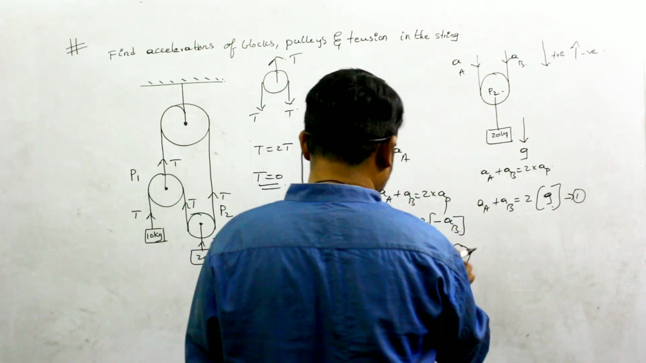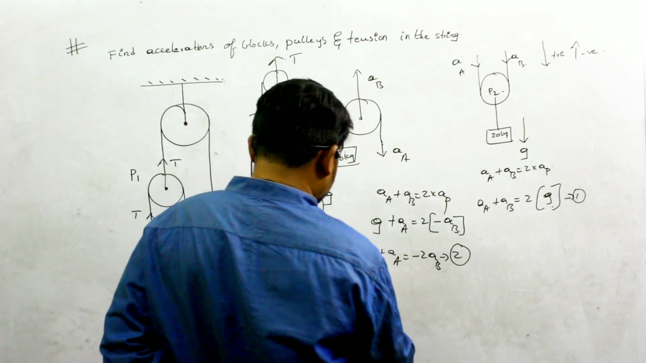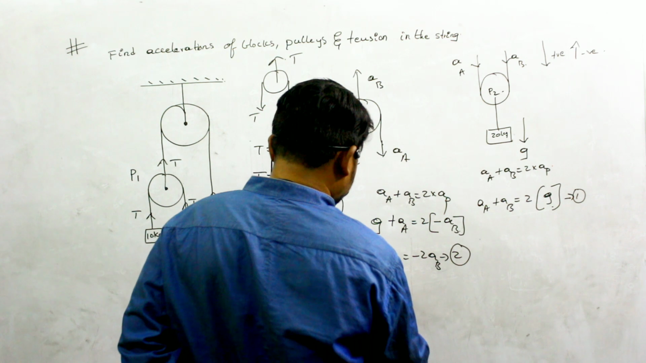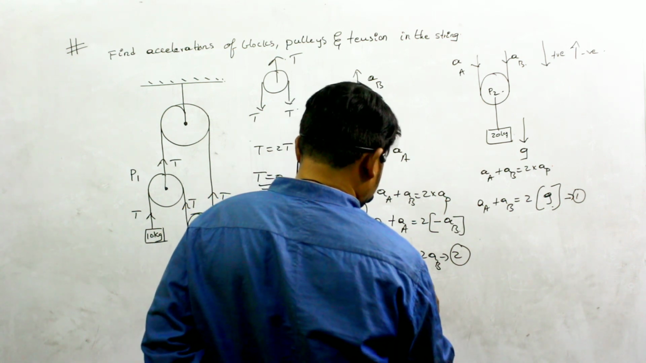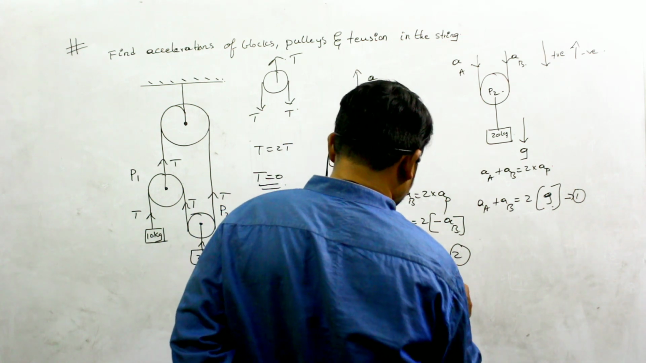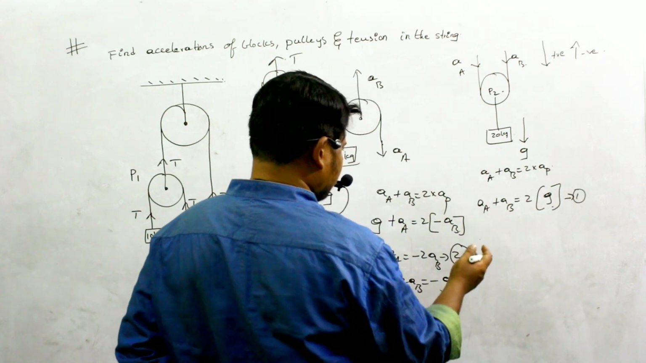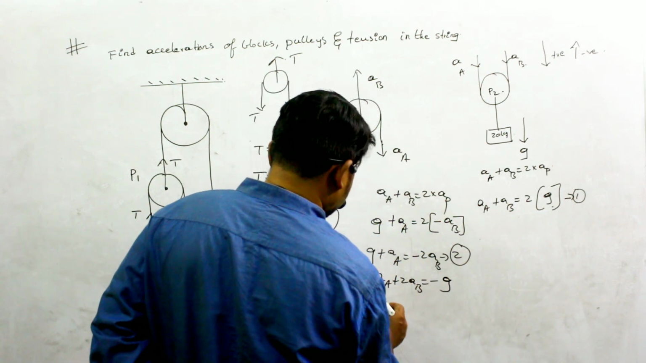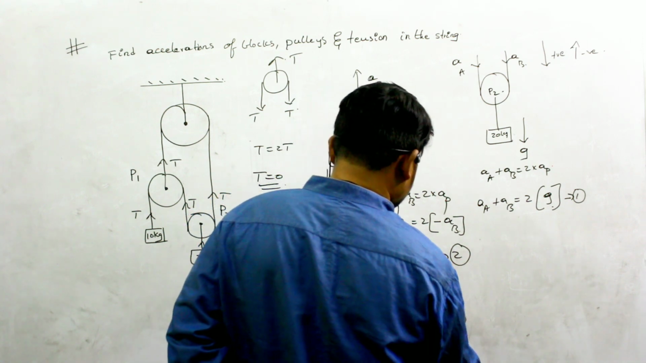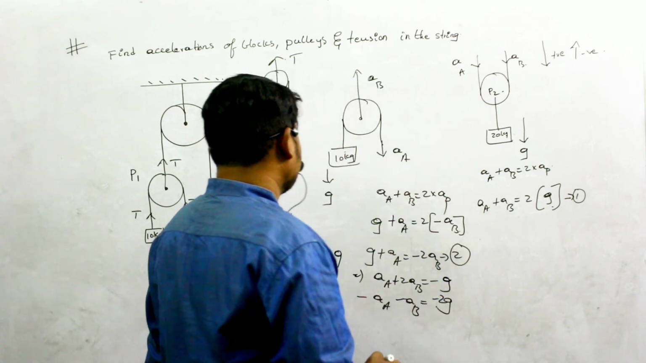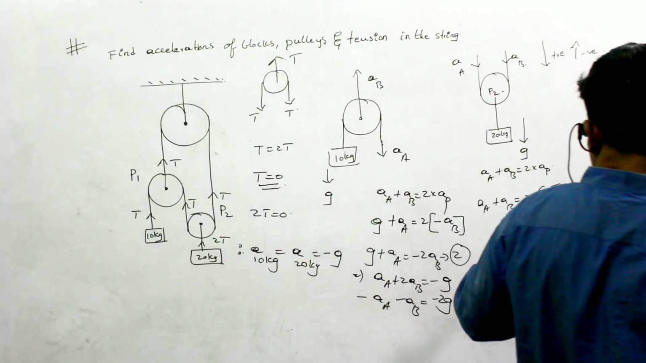Now I am supposed to solve these two equations and let us see what answer I will get here. So the same equation I can write as AA plus 2AB is equal to minus G. And this equation, if I take the negative of this equation, then I can write minus AA minus AB is equal to minus 2G. So I am going to rub this one.